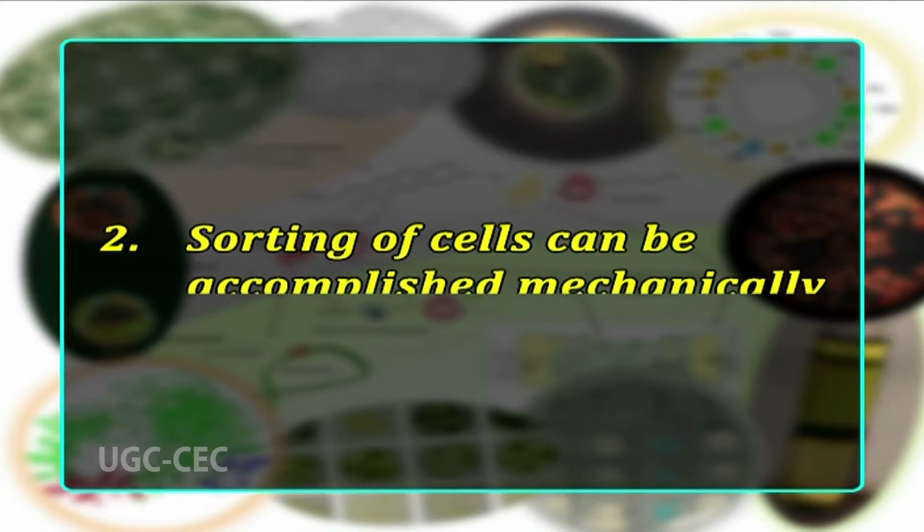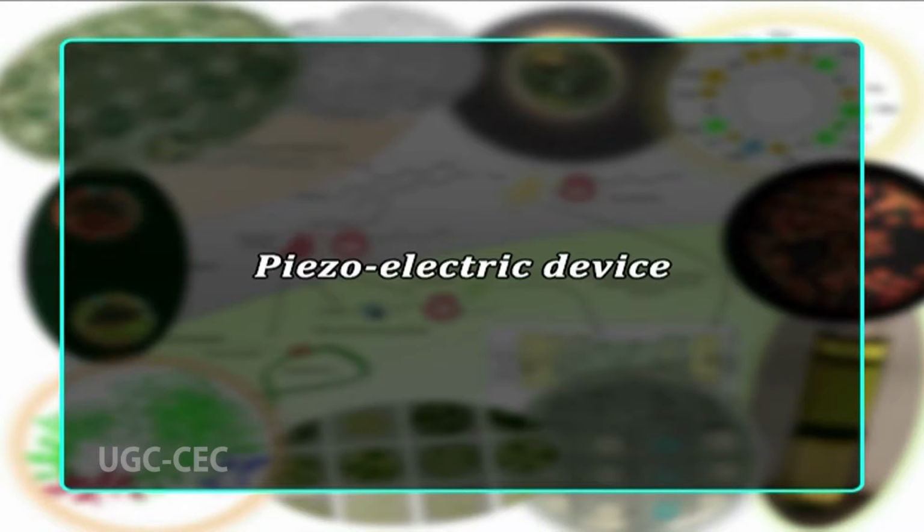Sorting of cells can be accomplished mechanically. In some sorters, separation of the desired population is achieved by deflecting cells out of the mainstream using a piezoelectric device. This method can be used for sorting large particles such as protoplasts because it avoids the limitations of size imposed by the need for accurate droplet formation in electrostatic sorters.